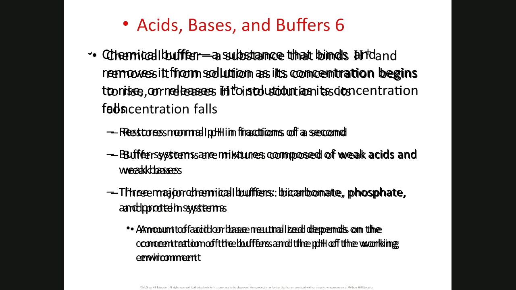We have the physiologic buffers that we just mentioned. Then there are chemical buffers. A chemical buffer is a substance that binds H ions and takes them out of the solution, and then the balance changes. The buffer system is a mixture composed of weak acids or weak bases. There are three basic chemical buffers: the bicarbonate, the phosphate, and the protein buffer system.